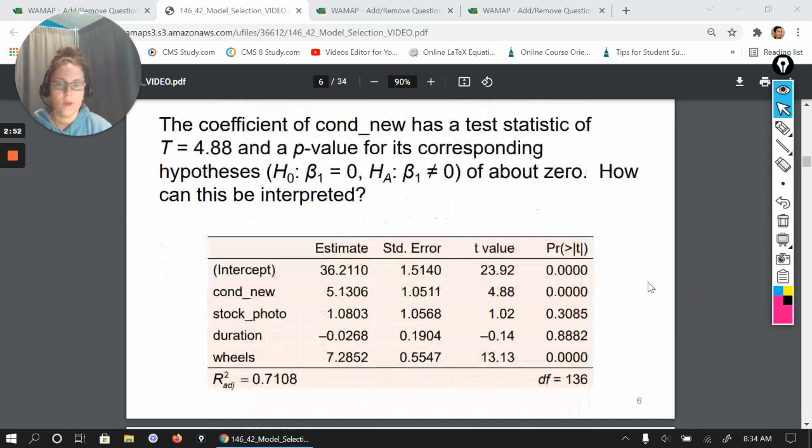Here's example 1. The coefficient of condition new has a test statistic of t equals 4.88 and a p-value for its corresponding hypotheses, where beta 1 equal to 0 is the null hypothesis and the alternative is beta 1 not equal to 0. So the p-value is about 0 for that. How can this be interpreted? Well, it means that having a new condition does affect the price, and it is significant to the model.